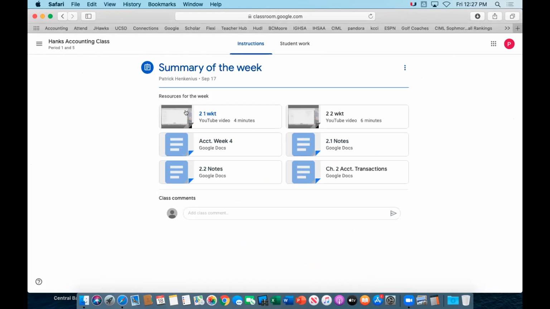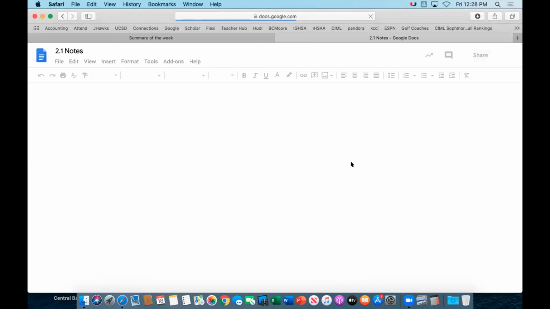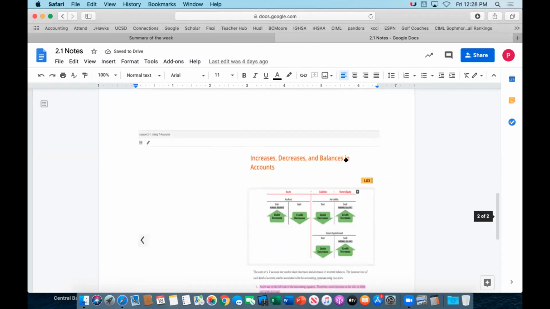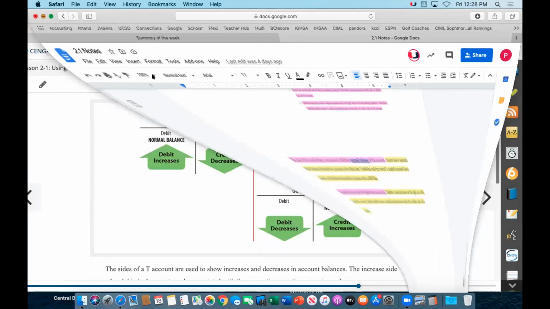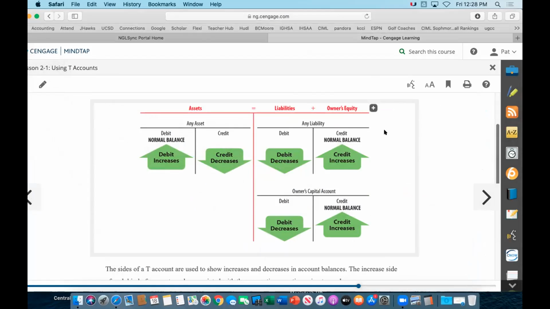There's 2-1 work together. If you get lost or you want to review it, I walk through the work togethers. Same for 2-2 and 2-3 work together. These are what we're talking about later. But these notes, this chart is helpful. Okay, so if you need that, I gave it to you. It's also in your book here.